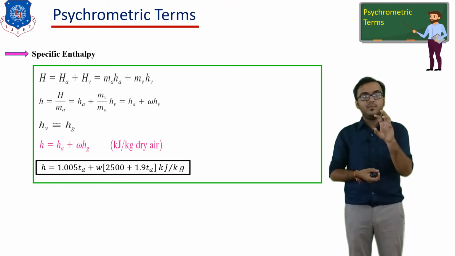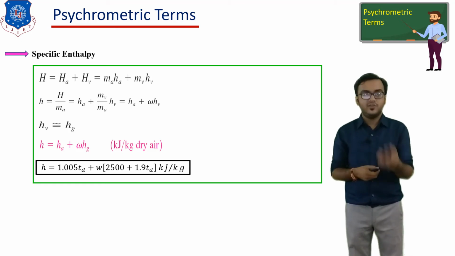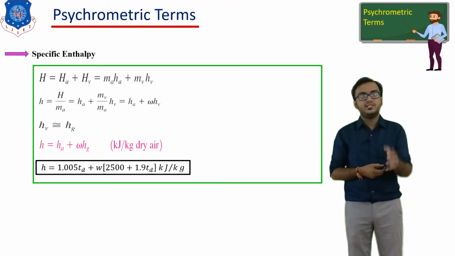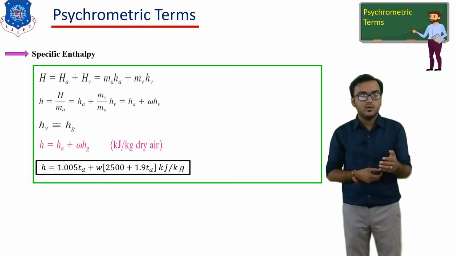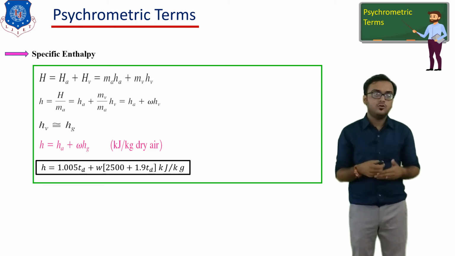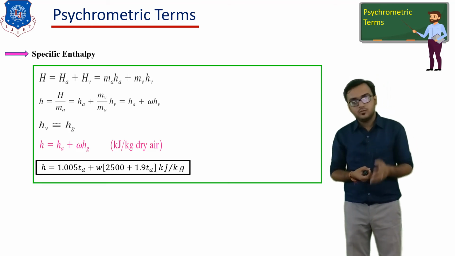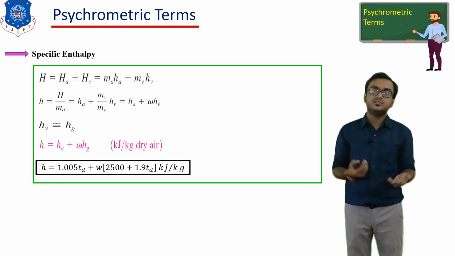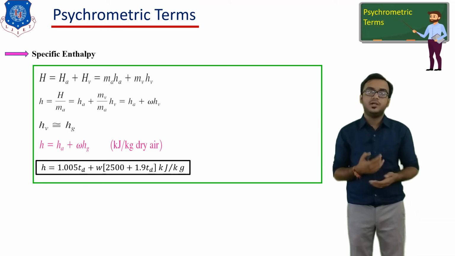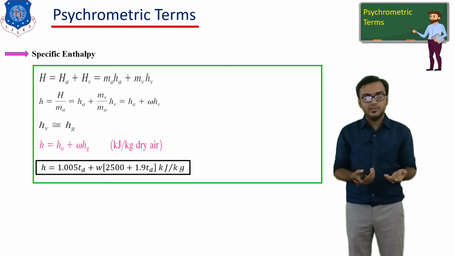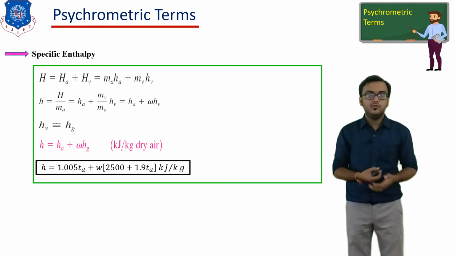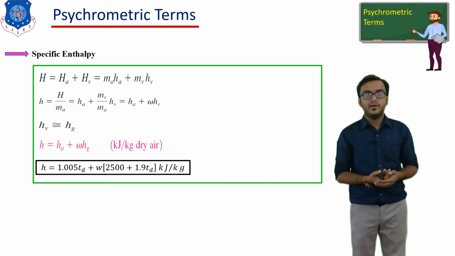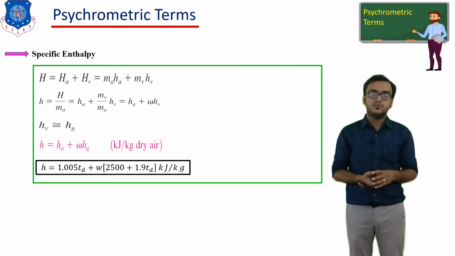Okay, while MV by MA is nothing but the specific humidity which is designated by omega. So small h is equal to HA plus omega HV. Okay, and we can say HV is equal to Hg. So h is equal to HA plus omega Hg. And from the standard relationship and from the value of the steam table at particular 0 degree dew point temperature, here we have value of h is equal to 1.005 TD plus omega into (2500 plus 1.9 TD).